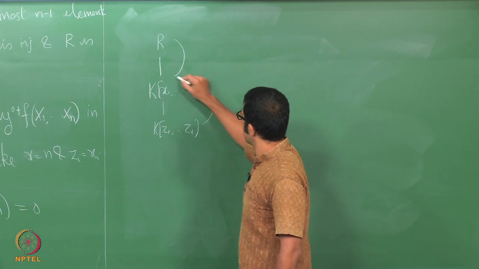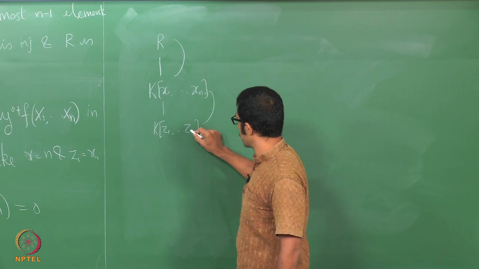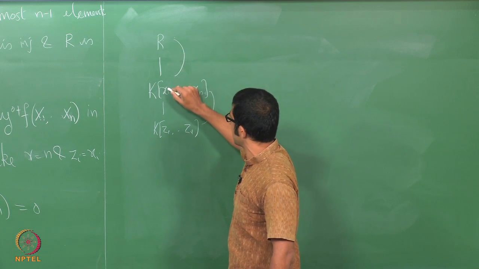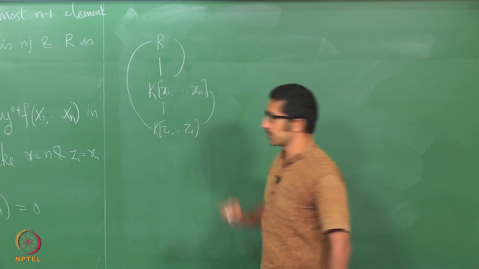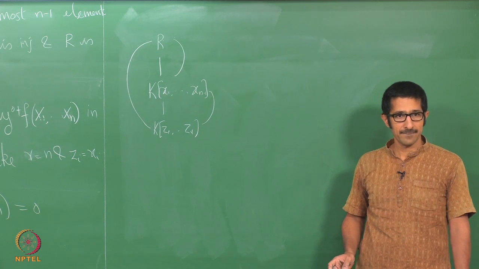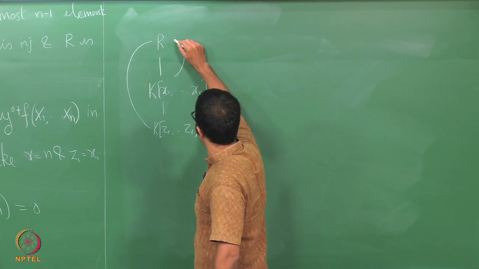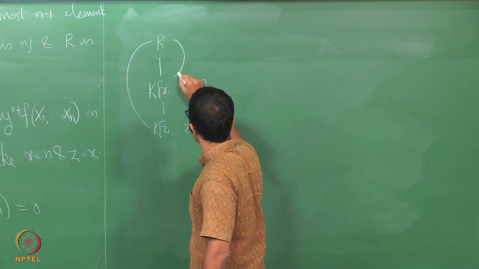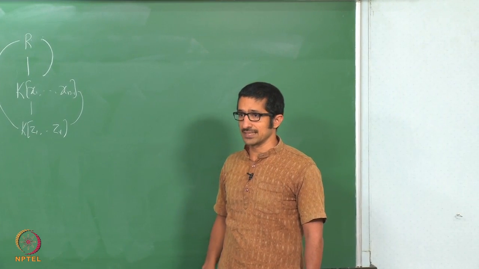Now if this is finite and this is finite, this is a finite module over this ring and this is a finite module over this ring, then R is a finite module over this ring. We are through. Okay. But then we need to make sure that I can have a finite integral extension like this.